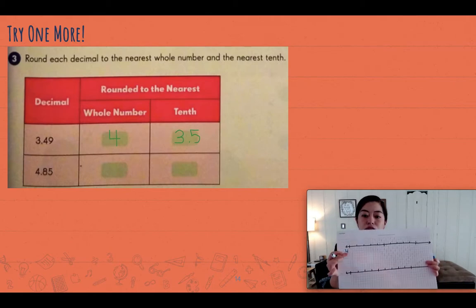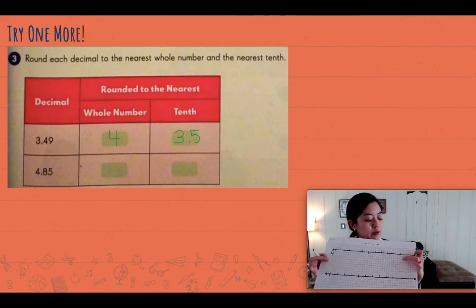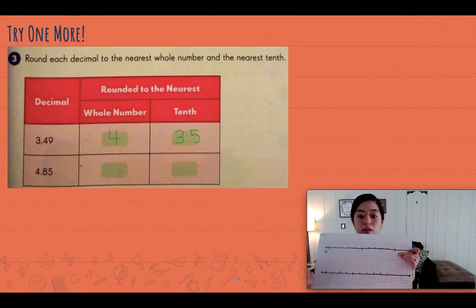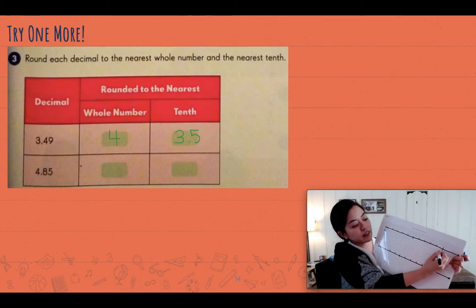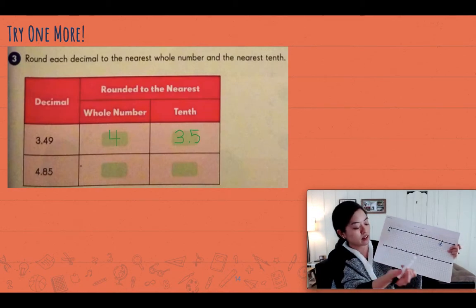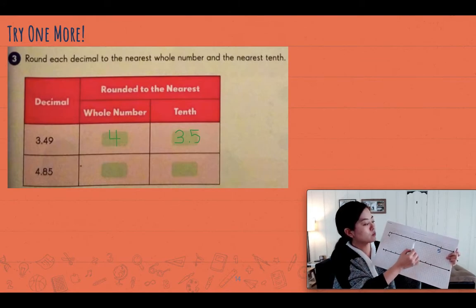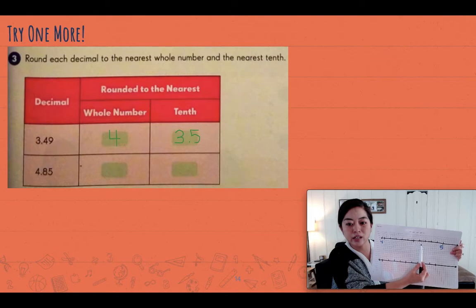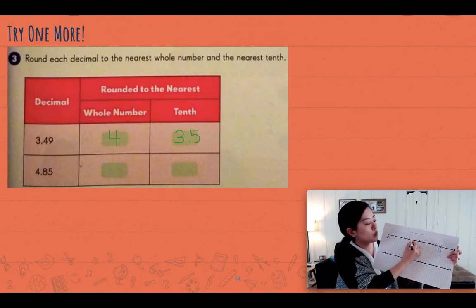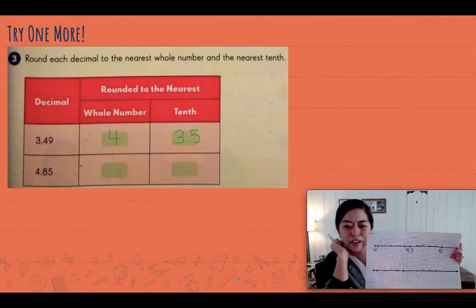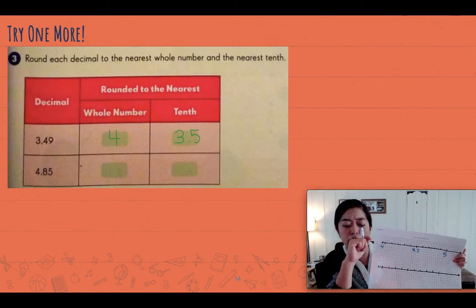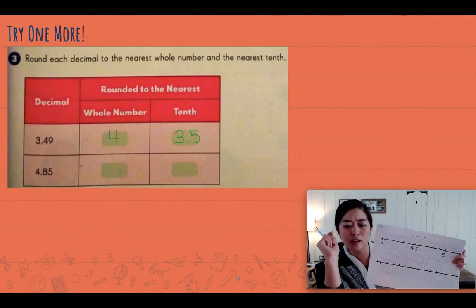And then if this is 4, what's the endpoint here? If you said 5, you're right. So then I have 4 and I have a 5. And what goes right in the middle here? It is 4.5. But again, when I look at my decimal that's in the chart, it says 4 and 85 hundredths.